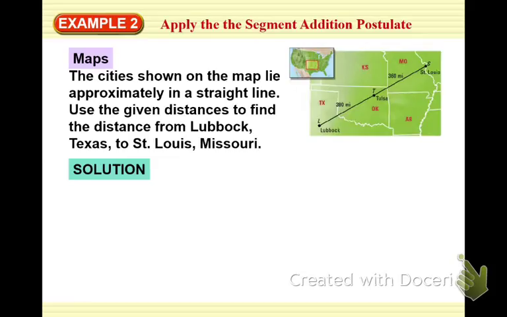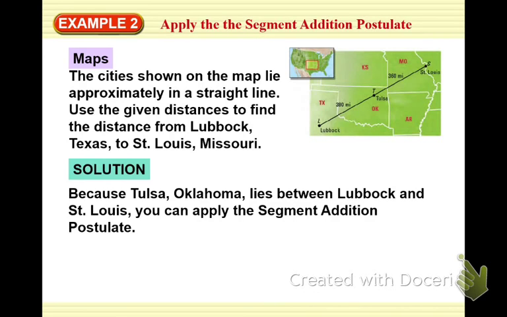Anybody? Just add them up, right? But what I will tell you is it would be good if you get in the habit of writing out the segment addition postulate every time, and I'm going to show you why in a second. Obviously, this is pretty easy just to figure out. But if you get in the habit of writing out the segment addition postulate every time, then it'll help set up equations that we're going to solve later. But obviously, it's pretty easy. So since Tulsa is between Lubbock and St. Louis, then we're just going to add those together.